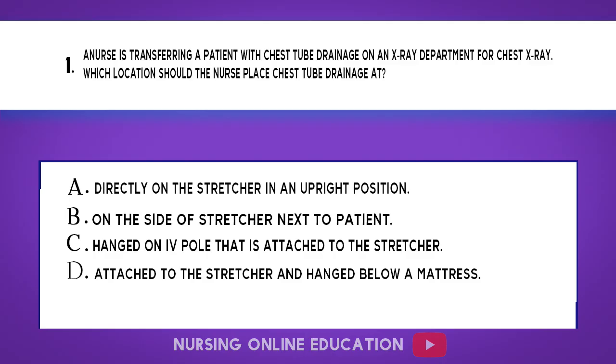1. A nurse is transferring a patient with chest tube drainage to the X-ray department for a chest X-ray. Which location should the nurse place the chest tube drainage at? A. Directly on the stretcher in an upright position. B. On the side of the stretcher next to the patient. C. Hanged on a 4-pole that is attached to the stretcher. D. Attached to the stretcher and hanged below the mattress. The answer is option D, attached to the stretcher and hanged below the mattress.